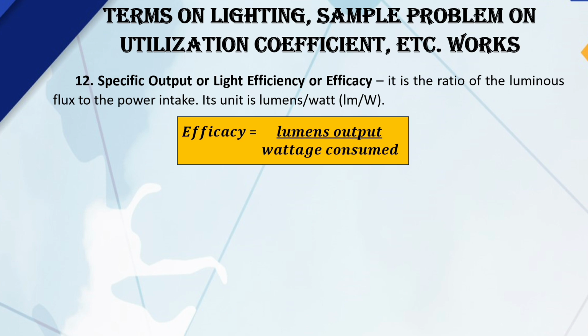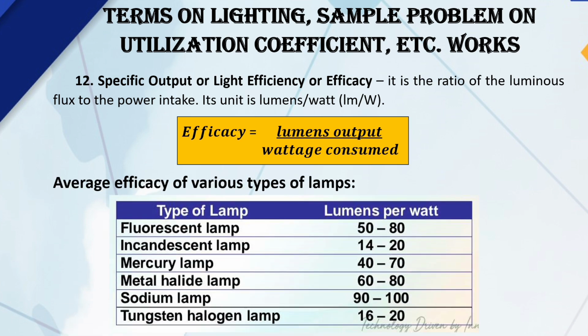The average efficacy of various types of lamps. We have the type of lamp and the lumens per watt. For the fluorescent lamp, we have 50 to 80. Incandescent lamp, 14 to 20. Mercury lamp is 40 to 70. Metal halide lamp, 60 to 80. Sodium lamp, 90 to 100. And tungsten halogen lamp is 16 to 20.